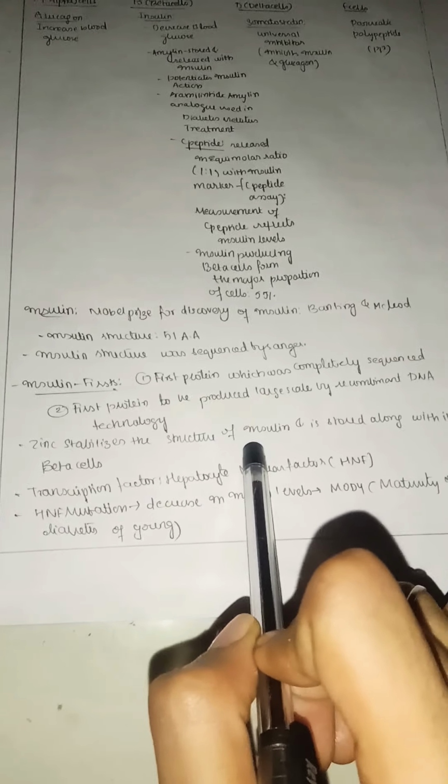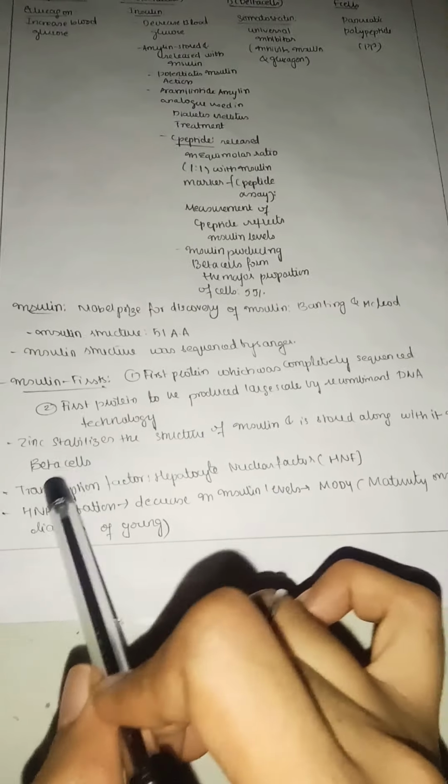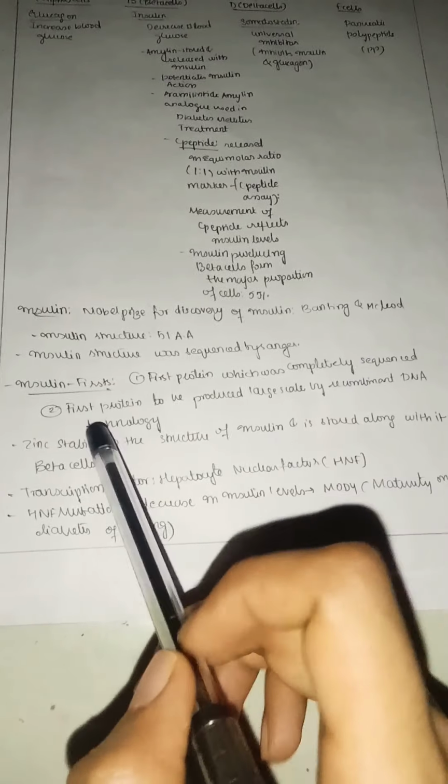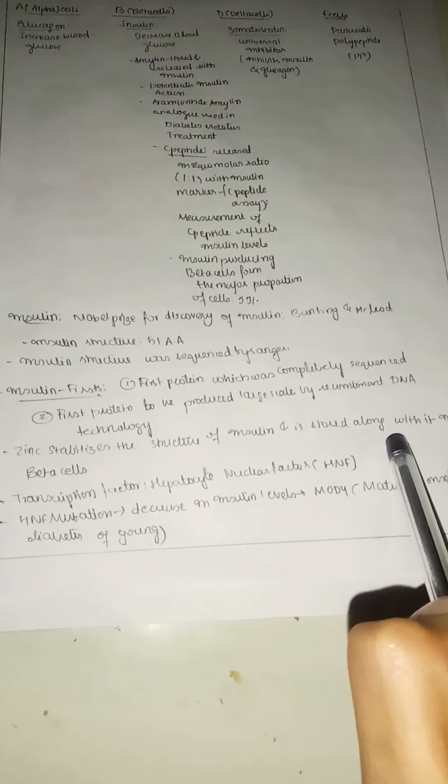And zinc is the one which mainly stabilizes the structure of insulin, and it is stored along with it in the beta cells. So remember, zinc is used to stabilize insulin. For example, if we want to produce synthetic insulin for the market, we always use zinc with it so that it can stabilize it, and it is also stored along with it in the beta cells.